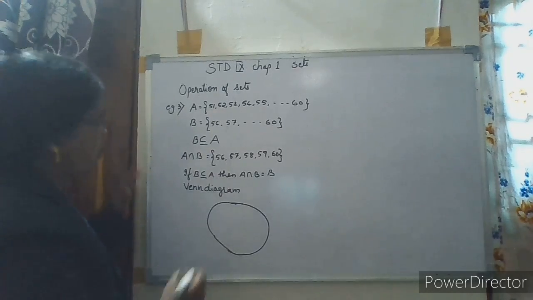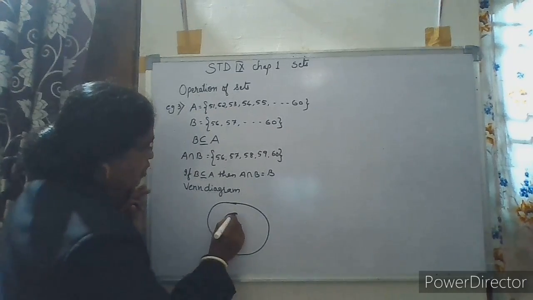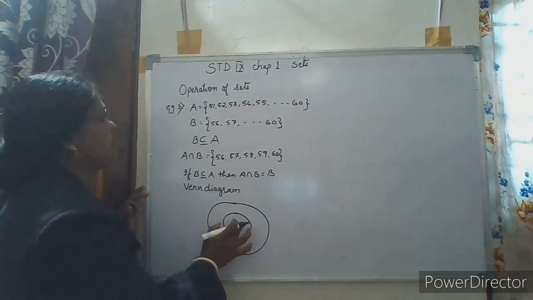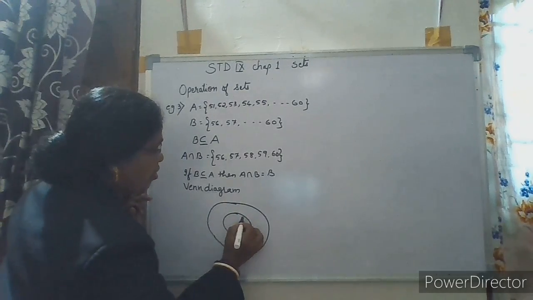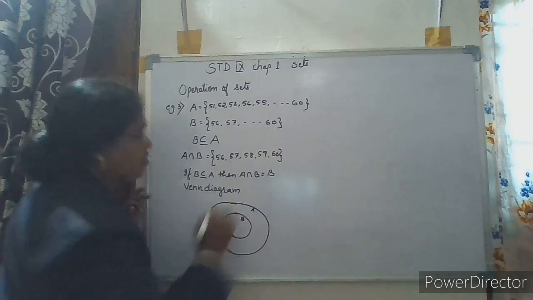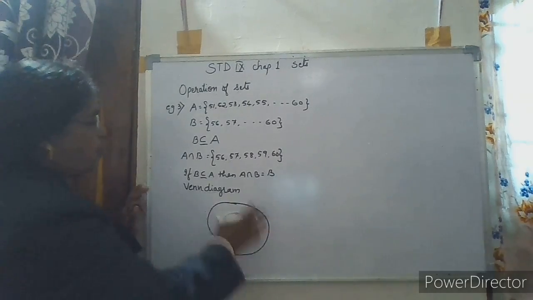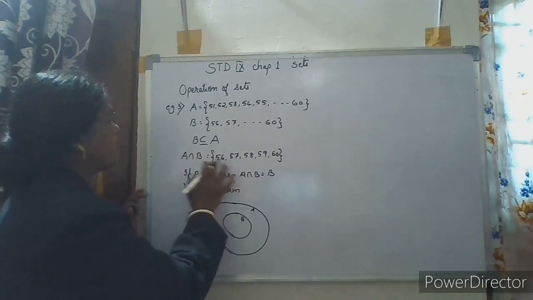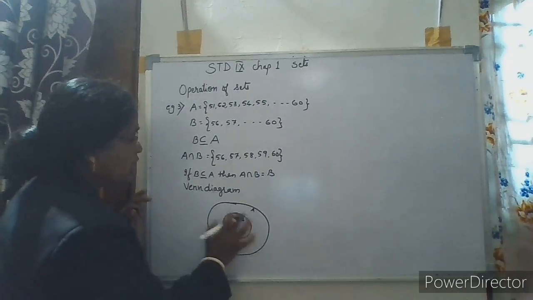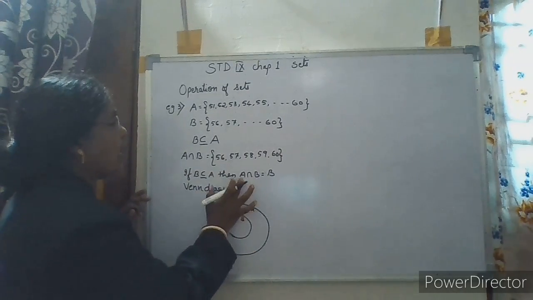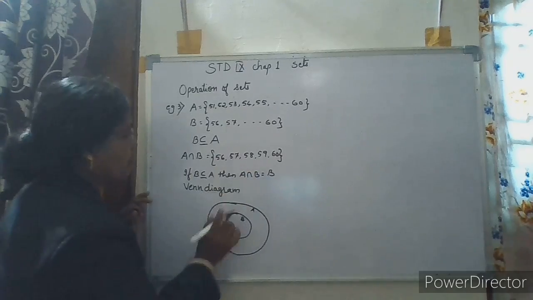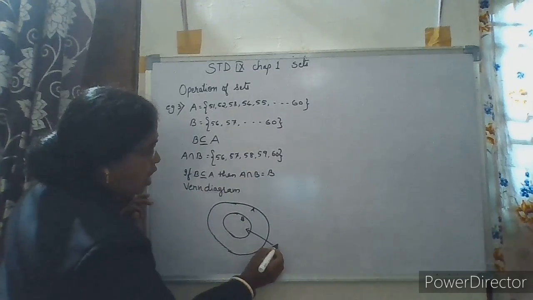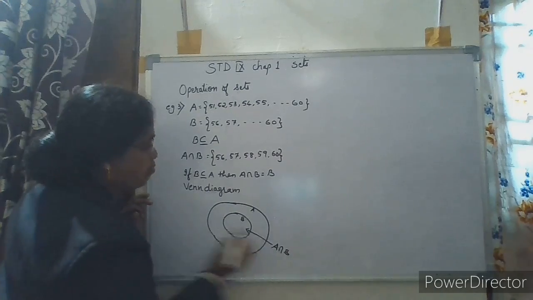B is a subset of A. So, the Venn diagram we can draw this way, because all the elements of set B are present in set A. So, it is inside set A itself. So, set B contains, that is, A intersection B is equal to set B. So, this part is showing A intersection B.